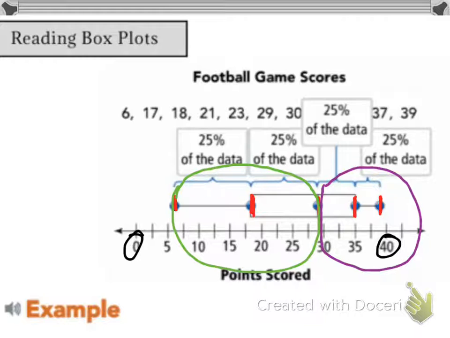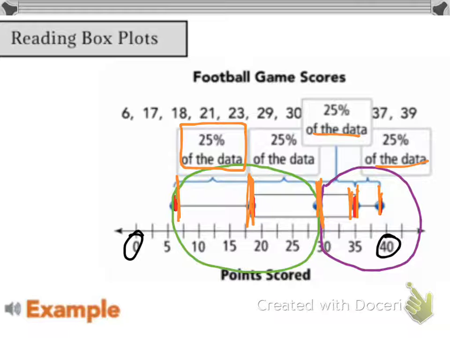And then also on our graphic here, we can see that they've already labeled for us that this to this is exactly 25% of the data. From here to here is another 25%. From here to here is another 25%. And from here to here is another 25%.